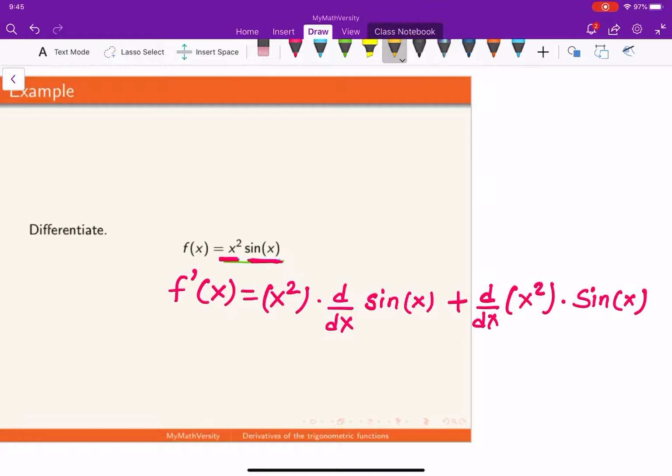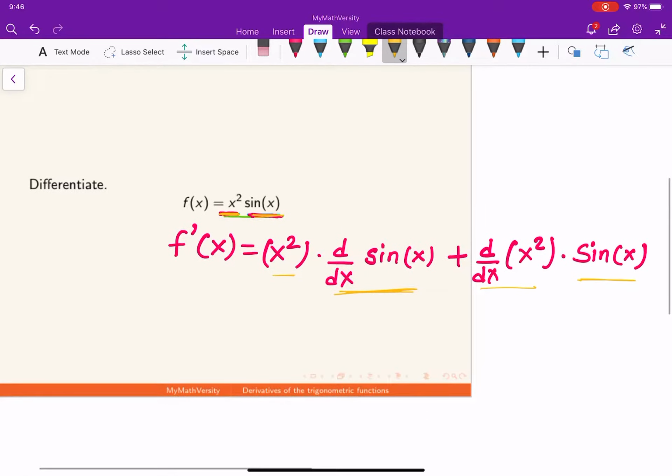So how do we work this one? We leave the first function x squared as it is, multiply by the derivative of the second, plus we write down the derivative of x squared multiplied by the sine x as it is. So that's what the product rule is. So actually we are done, if there were no further derivatives to find. That's how we use it.